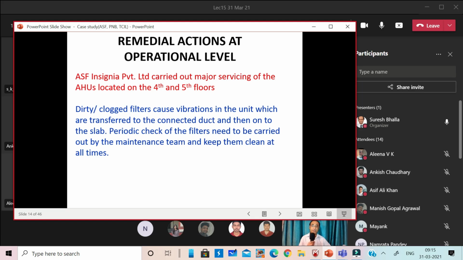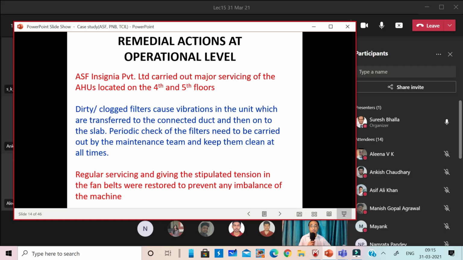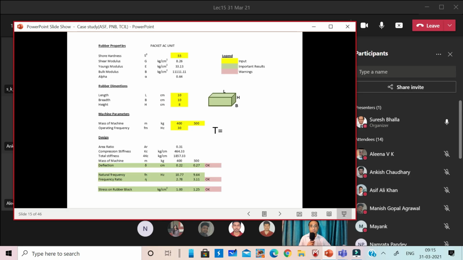The company found that the filters were clogged and they were cleaned, and then the tension in the belt that connected the two rotors was also adjusted and tightened. The belts were replaced. So these measures were taken, and then the next was to install the paddings, because there was no padding found. So we designed the padding.